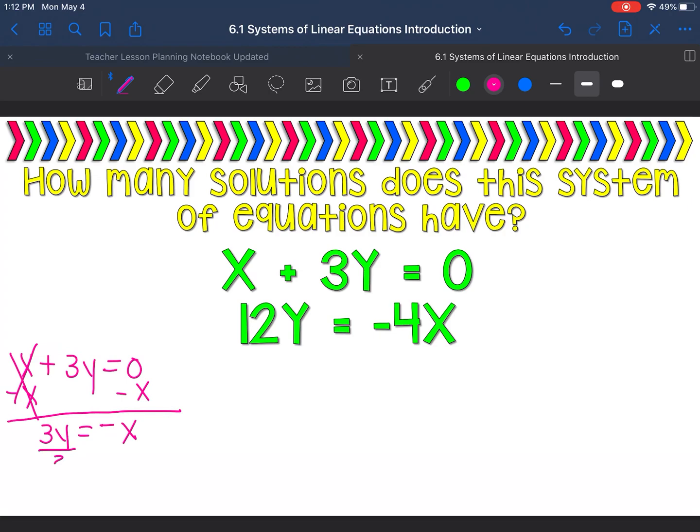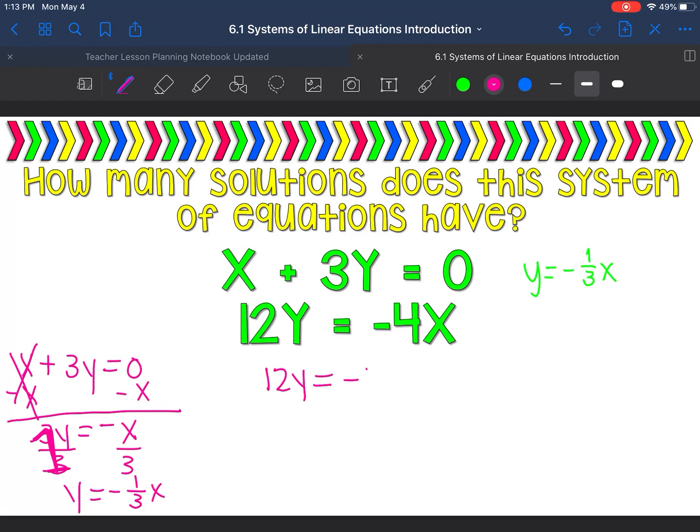Now, I'm going to divide 3 by everything. 3 divided by 3 is 1. So it leaves me with y equals negative 1/3 x. Now, you can keep it as negative x over 3, or you can make it negative 1/3. I like to look at it as negative 1/3, but if you like it as negative x over 3, that's also fine. Whichever is easier for you. I think making it its own fraction and then putting x next to it is easier. So that's how I set mine up.